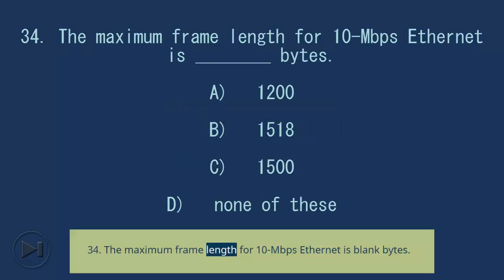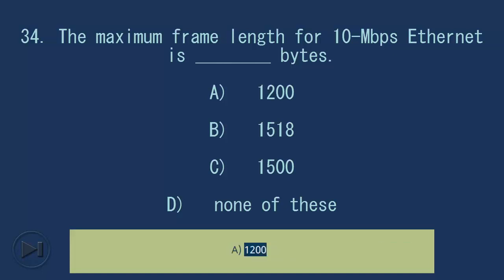34. The maximum frame length for 10 Mbps Ethernet is blank bytes. A. 1200. B. 1518. C. 1500. D. None of these. Answer, B. 1518.